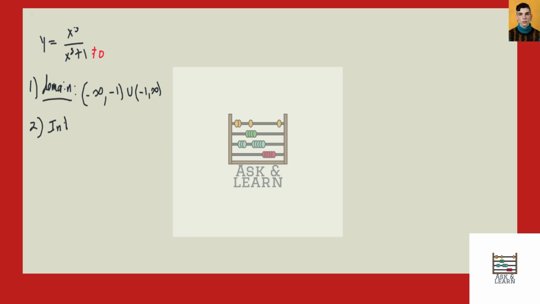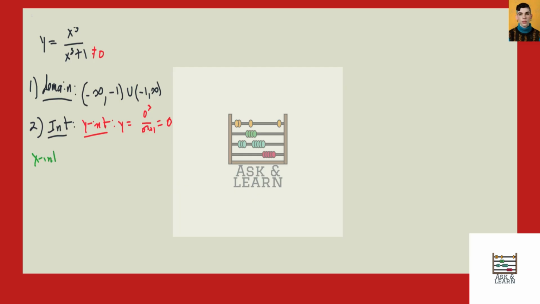The next thing they tell us is to find our intercepts. So let's go ahead and find the y-intercept first. So that's going to be where x is equal to 0. So we're going to get y is equal to 0 cubed over 0 cubed plus 1, which is just 0. So our origin will be our y-intercept.